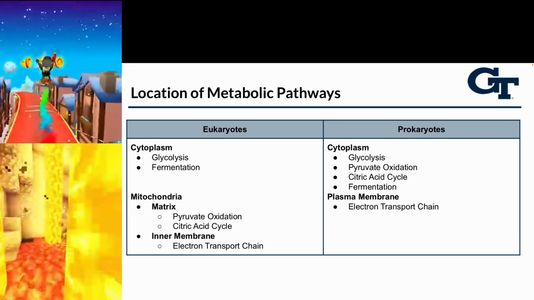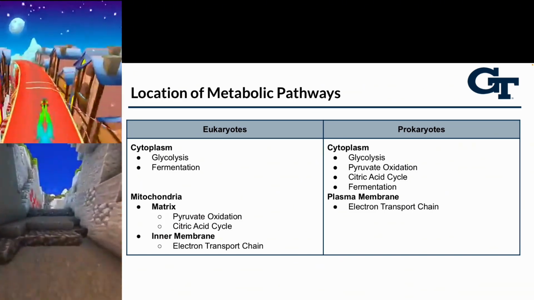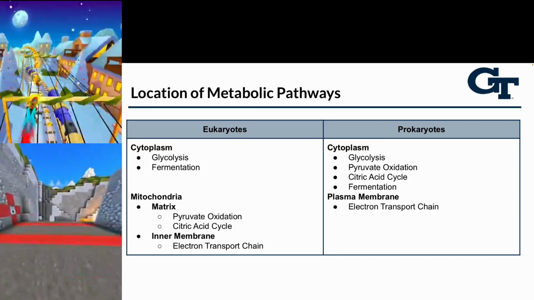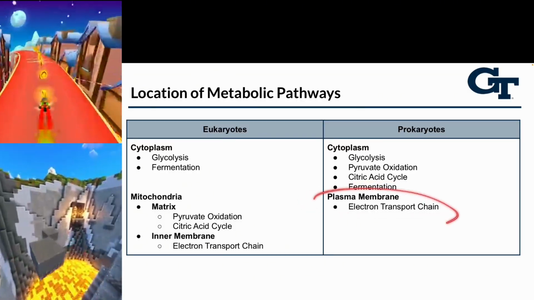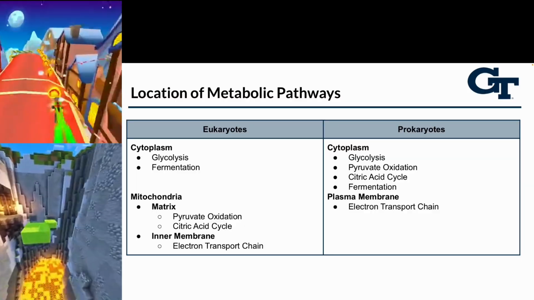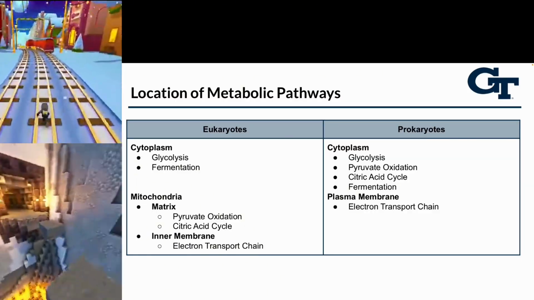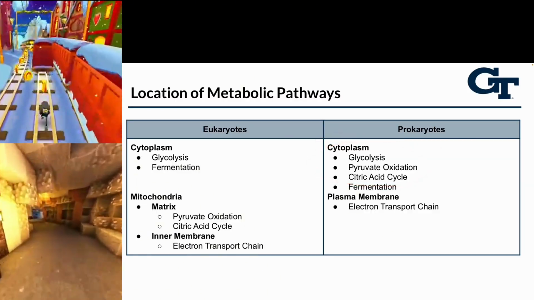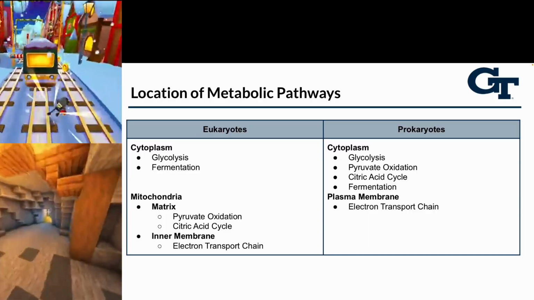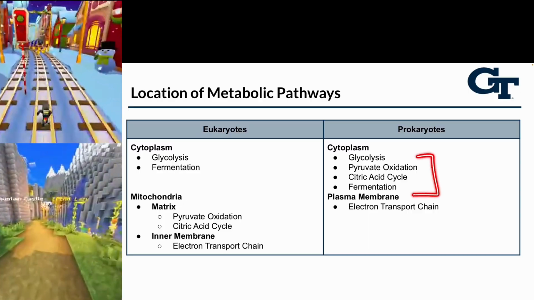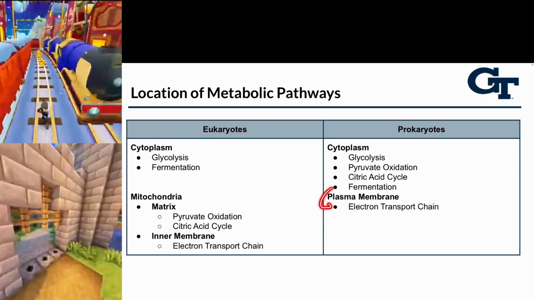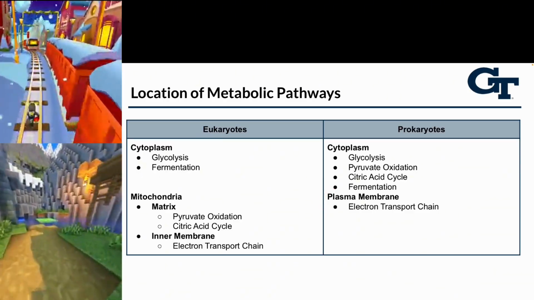Well, in prokaryotes, they don't have any mitochondria. They don't have anything. They're kind of boring. So all they have is the plasma membrane, so that's where they have to perform the electron transport chain because you need a membrane for that. Everything else is going to take place in the cytoplasm because, again, there's nothing else there. So all these processes have to take place in the cytoplasm, and then we use their one plasma membrane in order to pump those protons.